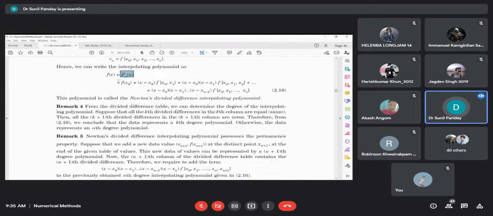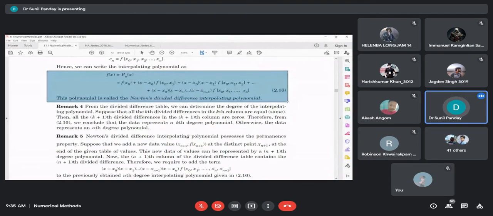So Pn of x equals C naught, which is f of x naught, plus (x minus x naught) times C1, which is f of x naught, x1, the first order divided difference. C2 is f of x naught, x1, x2, the second order divided difference. And Cn is the nth order divided difference of these n plus 1 values. This formula is known as the Newton divided difference interpolating formula. Sometimes in viva I directly ask to state the Newton divided difference interpolation formula, so you have to explain it in this way.